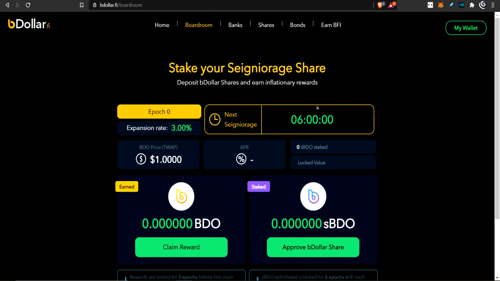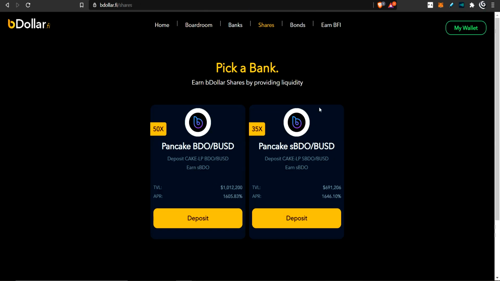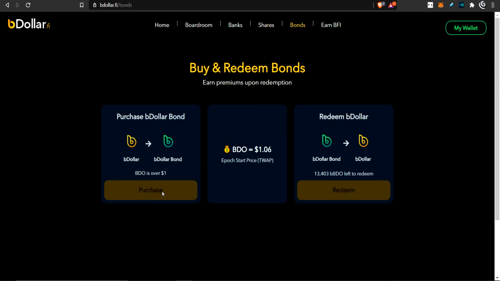They're staking it in the boardroom and farming this and staking it for more of those bDAO tokens. Okay. So this is a decision you can make if you want to do it. And then, like I said, bonds are here, but you can't buy any bonds right now because the price is over $1. But when it goes below, you could buy some bond tokens.